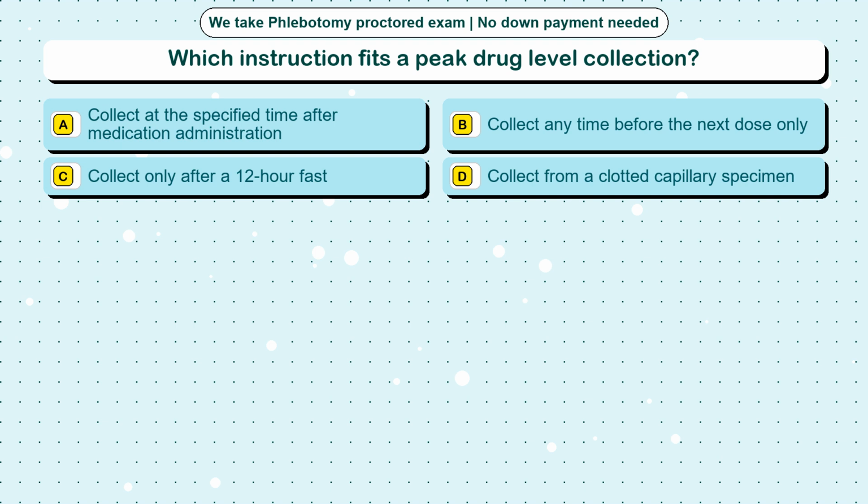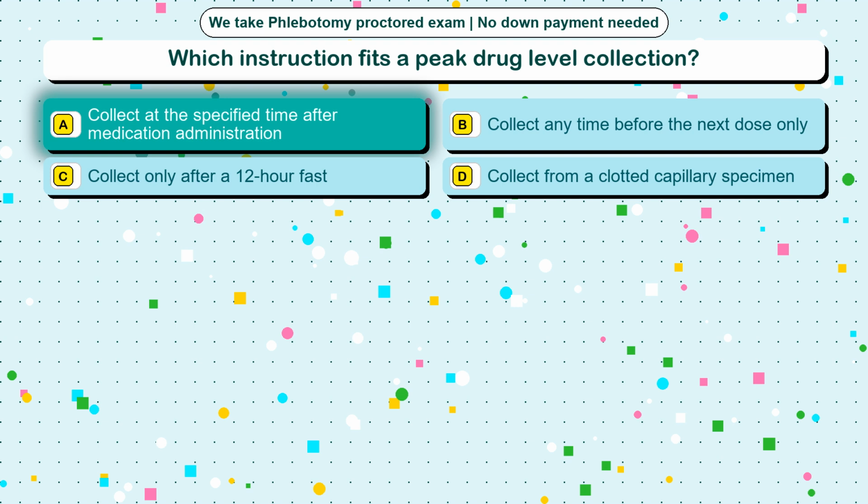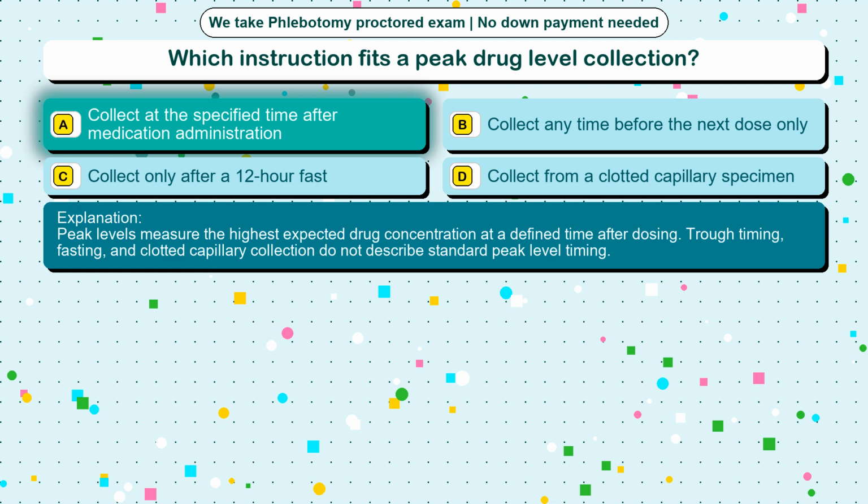Option A, collect at the specified time after medication administration. Option B, collect any time before the next dose only. Option C, collect only after a 12-hour fast. Option D, collect from a clotted capillary specimen. The correct answer is option A, collect at the specified time after medication administration. Peak levels measure the highest expected drug concentration at a defined time after dosing. Trough timing, fasting, and clotted capillary collection do not describe standard peak level timing.